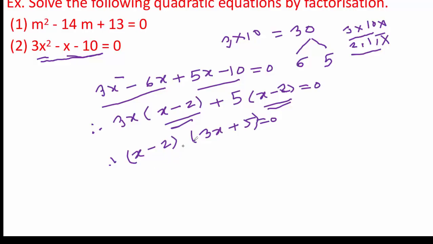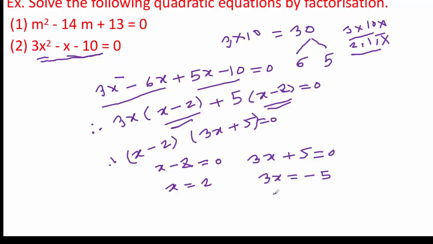We know that as the product of two terms is 0, one term must be 0. x minus 2 equal to 0 and 3x plus 5 equal to 0. In this, if I transfer this minus 2 to the right hand side, I will get x equal to 2. And here, transferring 5 to the right hand side, I will get 3x equal to minus 5. And hence, x equal to minus 5 by 3.